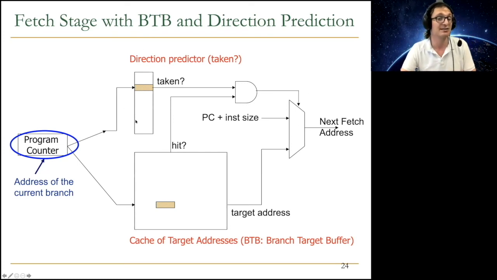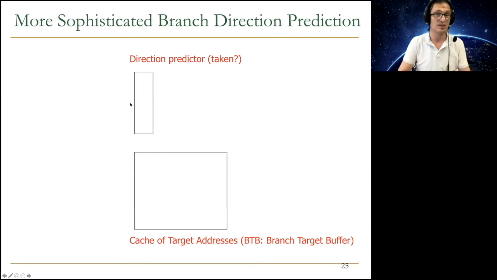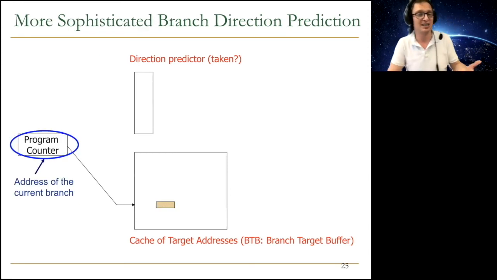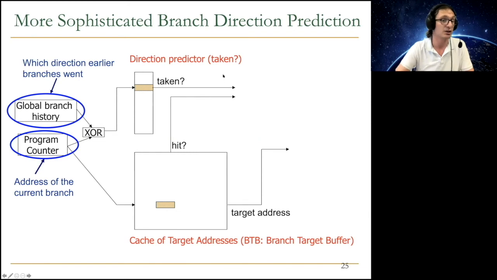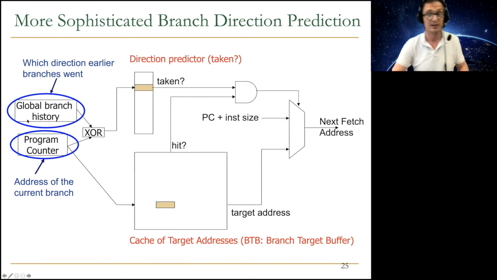We're going to study the direction predictor in much more detail soon. A more sophisticated branch direction predictor actually looks like this. This part is fine. But basically, we're going to use the program counter and the global branch history, meaning which direction earlier branches went. We're going to use that to index the direction predictor. And the direction predictor will tell us whether the branch should be predicted taken or not taken. So we're going to use more context information, and we're going to see why this makes sense.